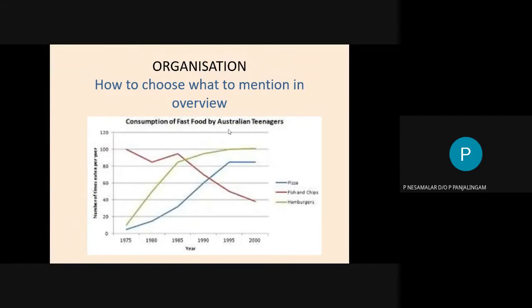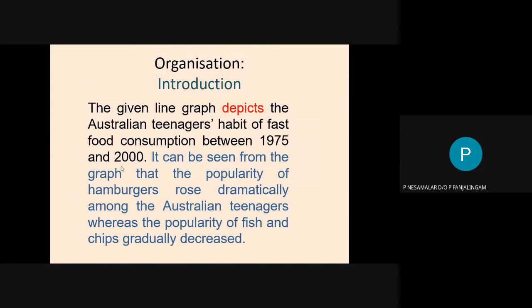So, if you look at a diagram like this, it is interesting. Look at it, right? It starts off high, ends low; starts off in the middle, ends up in place number 1; starts off in the lowest place and moves to the second place. So how can you write the overview? First sentence: the given line graph depicts the Australian teenagers' habit of fast food consumption between 1975 and 2000. So here is the overview sentence.